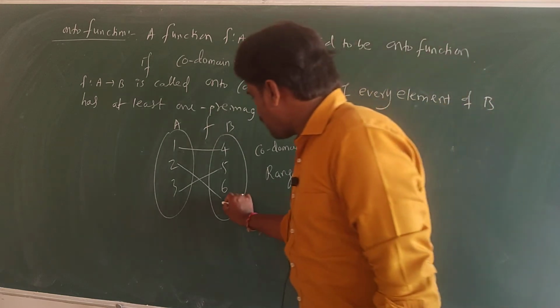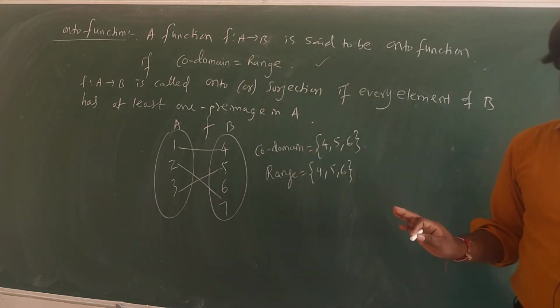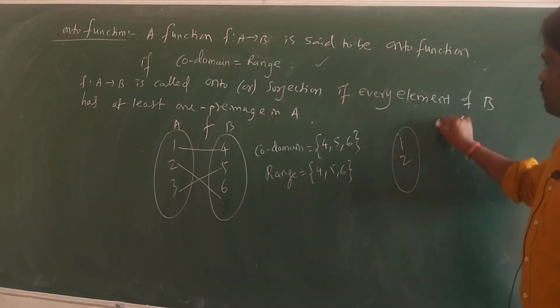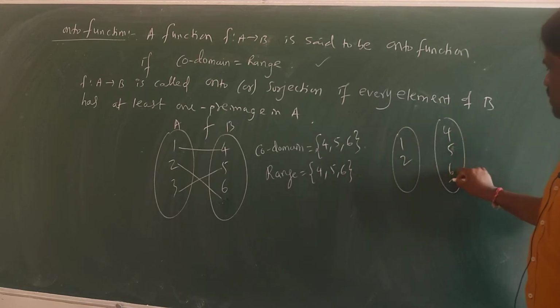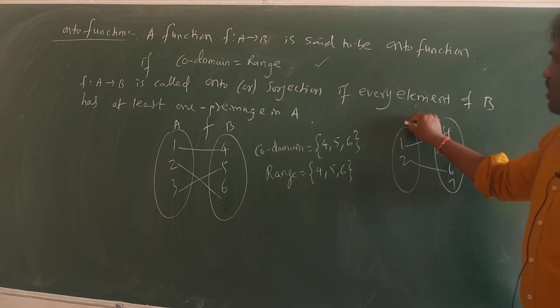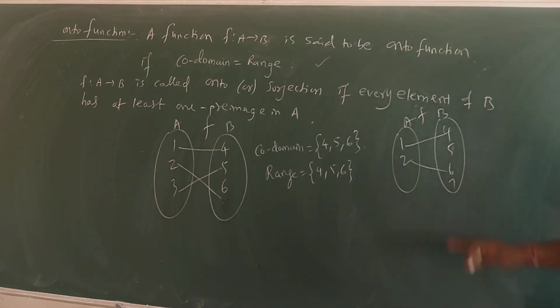Now if I take 7 there, I will take a separate example: 1, 2 in A and 4, 5, 6, 7 in B. 1 maps to 4, 2 maps to 6, suppose. Now A to B is the function. What is the codomain? 4, 5, 6, 7. What is the range? 4, 6. So codomain is not equal to range. So this is not an onto function. That is the difference between onto and this one.